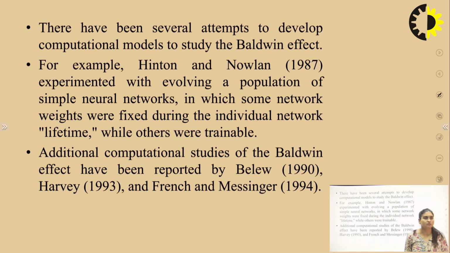Now there have been several attempts to develop this particular model or mechanism. For example, Hinton and Nowlan in 1987 tried to implement it. They experimented with evolving populations of simple neural networks. So we have discussed what the Baldwin effect is and what is suggested by it, and there are several studies done by researchers in 1987, 1990, and 1994 to implement or study the Baldwin effect.